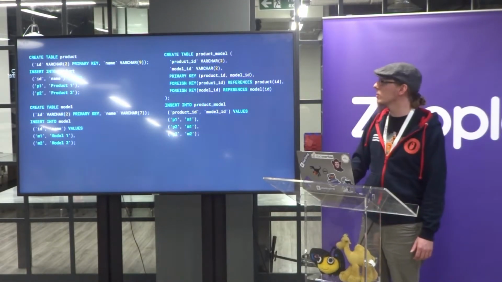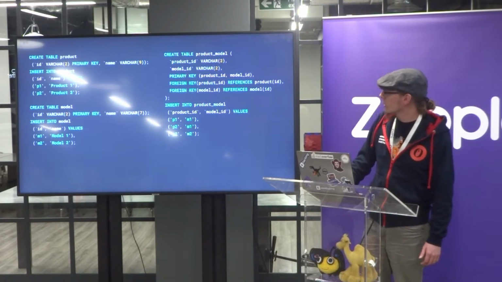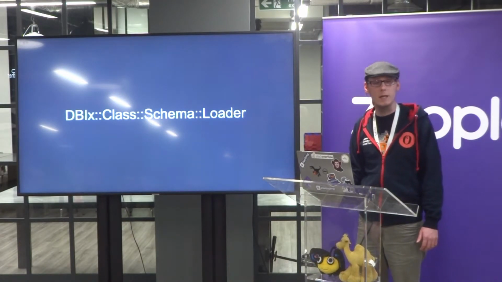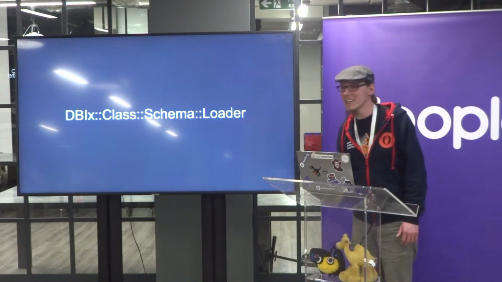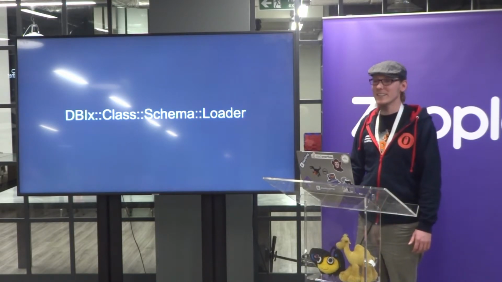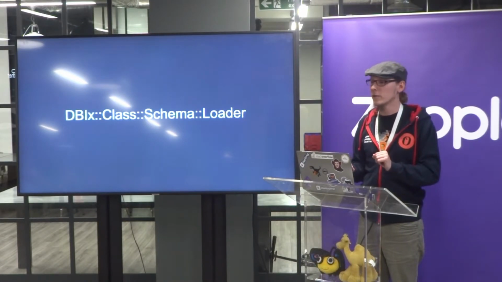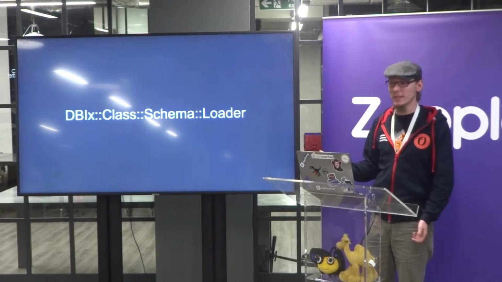So I made those tables. It's pretty much the same as what we just saw: product, model, and product model. And then I used DBIx class schema loader. I think we have someone here who knows how that works. It's great. I think it's missing a console for doing this on the fly, like a REPL for this. I'm not volunteering to build that.